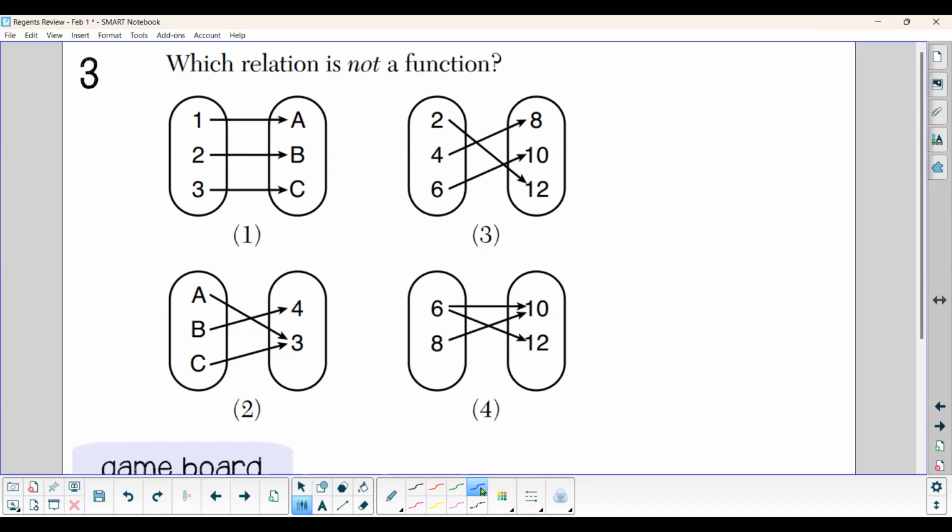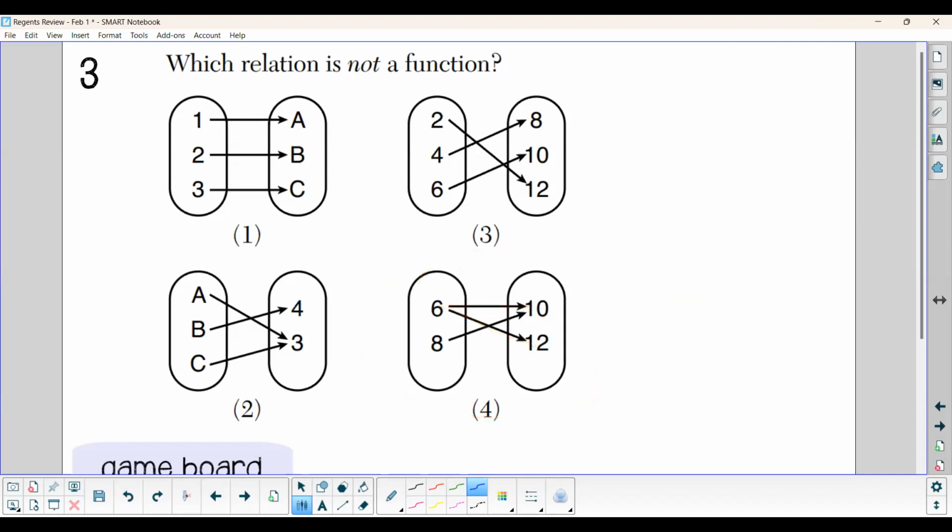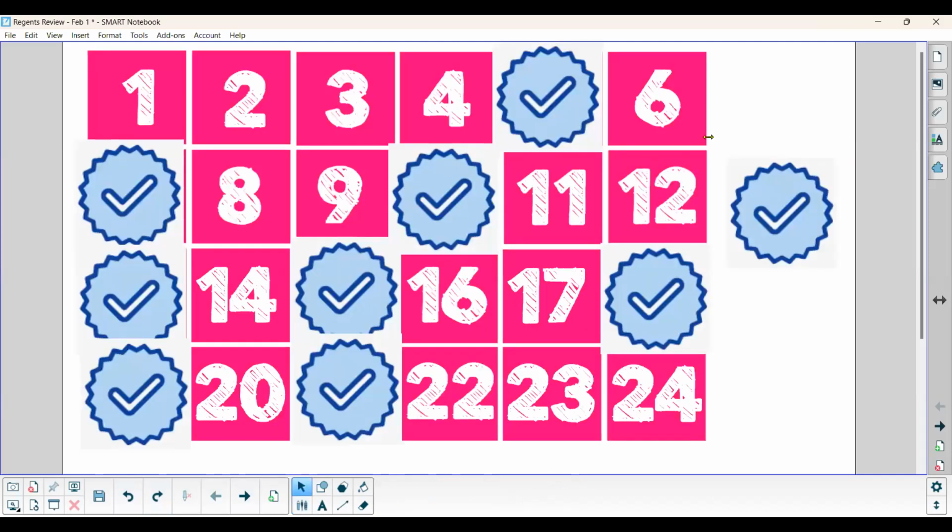Okay, excellent. Remember, a function has no repeating x values with different y values, right? The input has to have a unique output. This one here, everybody got it right who chatted me, has an input of 6 with 2 different outputs, 6 and 10 and 6 and 12. And that is not allowed. So choice number 4 was the right answer. It is not a function.